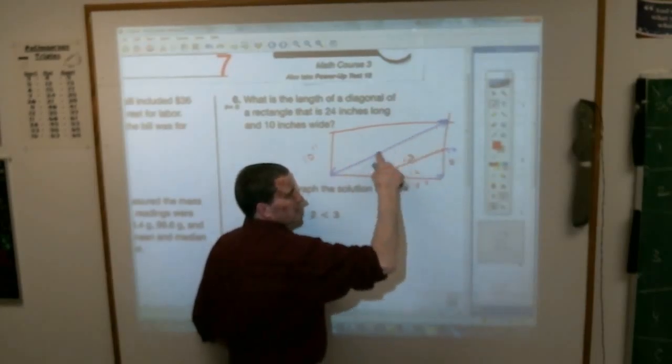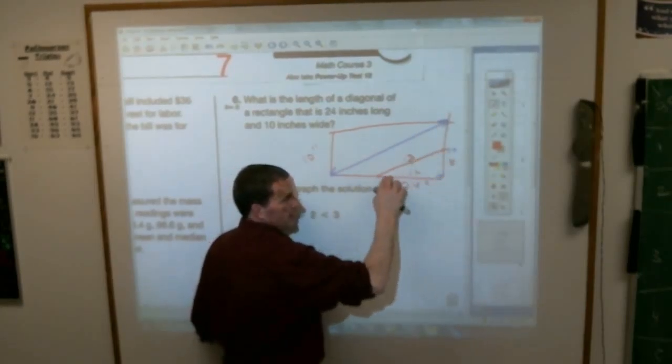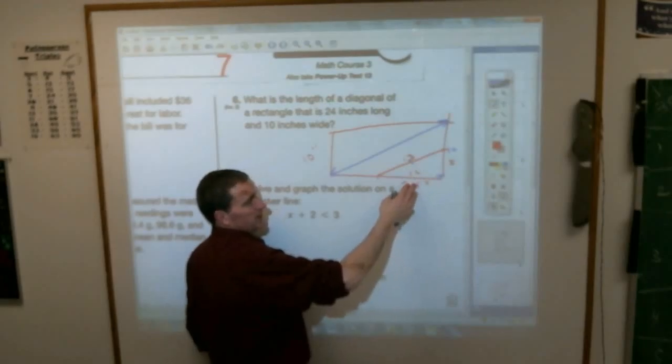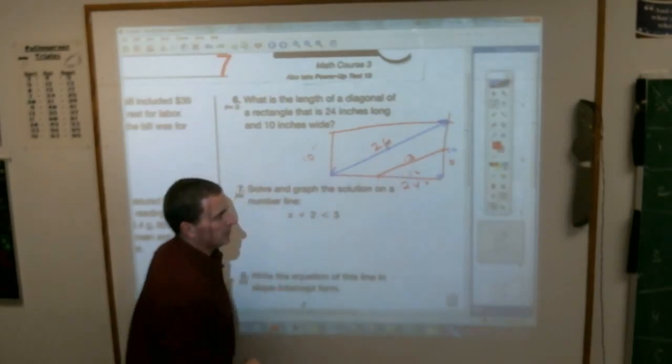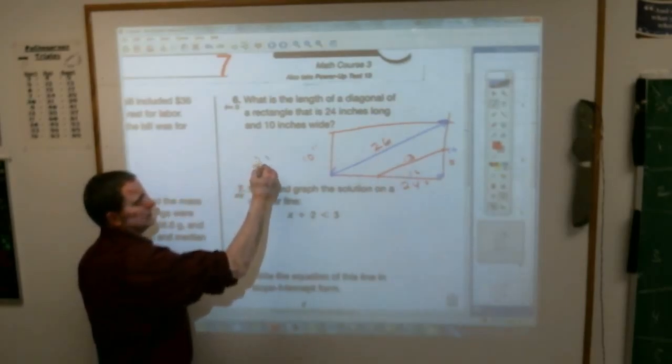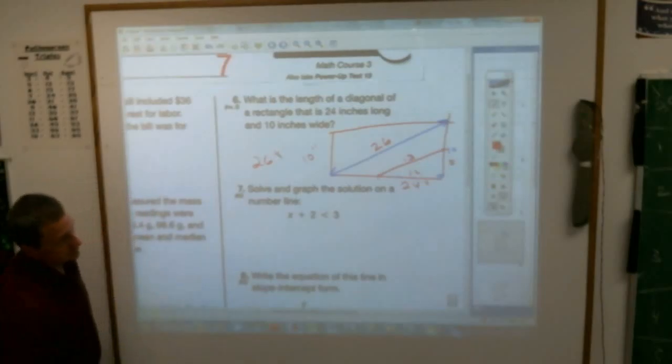That is not the answer for the long diagonal. That's the base triangle. Okay, the base triangle is half the size of the big one, so I need to redouble that to get back up to what the original triangle was. This should be 26 inches for the diagonal.